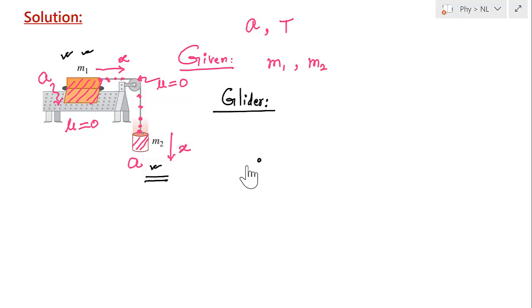So we can show this glider using a point, and the weight is acting in the downward direction, and the magnitude is m1g. And on this glider a normal reaction will also act. So this is the normal reaction that is acting in the vertical direction, and the string is trying to pull this glider in this direction. So the string will apply a tension, and the magnitude of this tension is T, and this glider is moving in this direction with acceleration a.